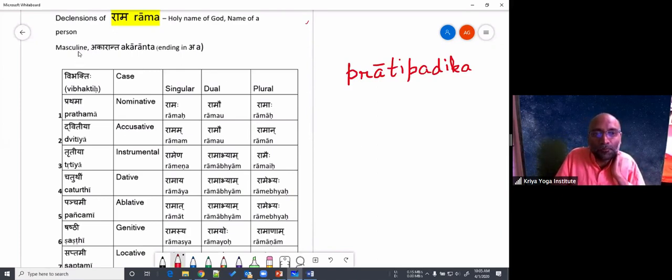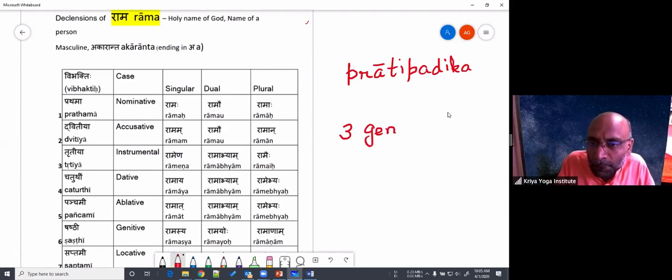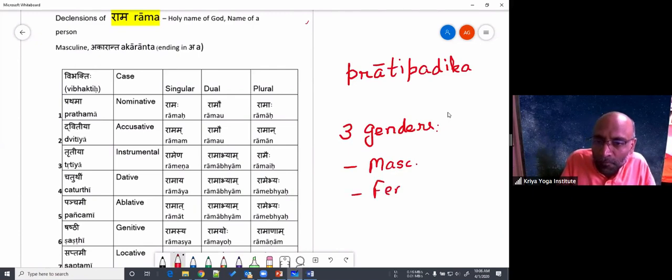They are categorized based upon gender, whether it's masculine, feminine, or neuter. I'm just telling you the criteria. So how many genders in Sanskrit? Three genders: masculine, feminine, and neuter.